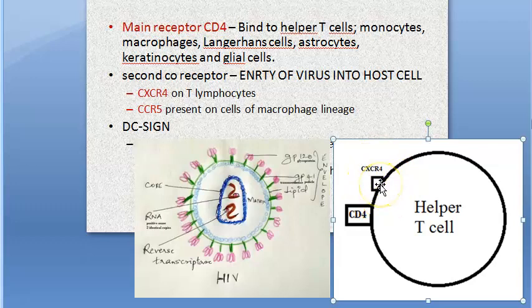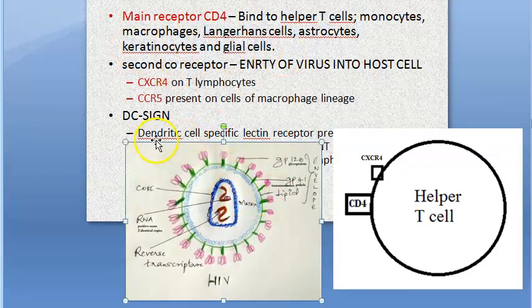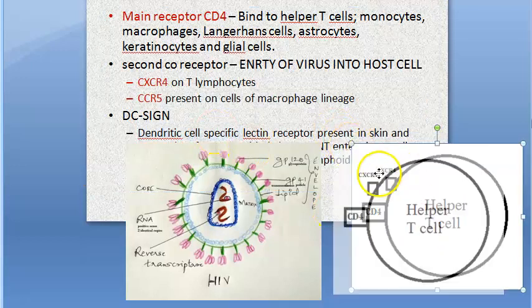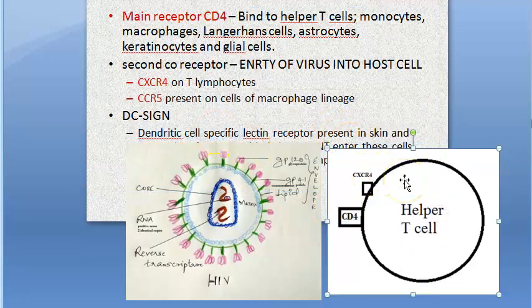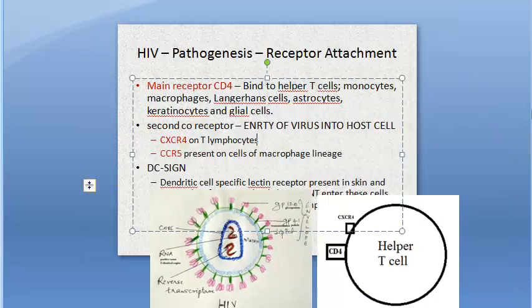So GP41 brings about the fusion of GP120, the CD4 receptor and the secondary receptor. This type of receptor is present mainly in T helper cells, monocytes, macrophages, Langerhans cells, astrocytes, keratinocytes and glial cells. Even dendritic cells have them, but in dendritic cells the virus won't invade the cell. The virus is only attached to the dendritic cell, and the dendritic cell can carry this virus to the lymphoid organs. So that was what we studied in receptor attachment.